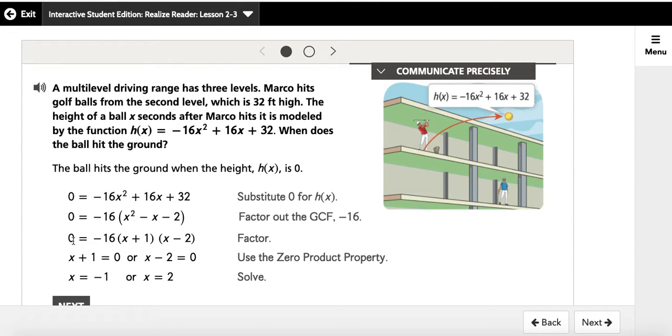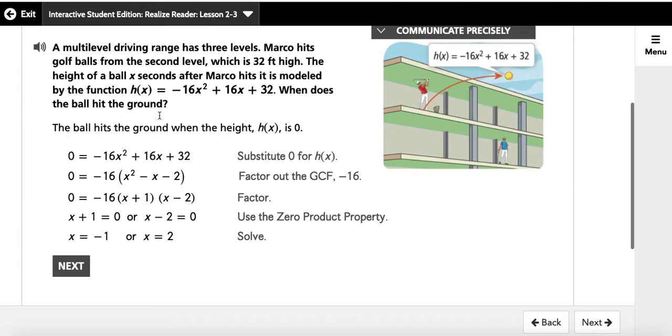Again, we're trying to find out when this all equals 0. This will equal 0 if this equals 0. So x could be negative 1. Or when this equals 0, which would be x equals 2. Those are the two places that are zeros for the quadratic.